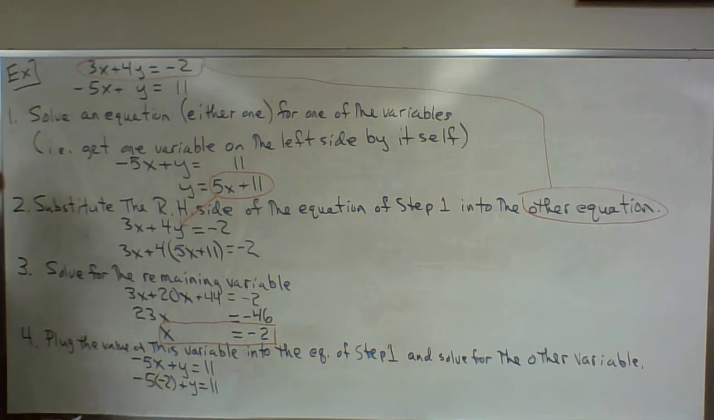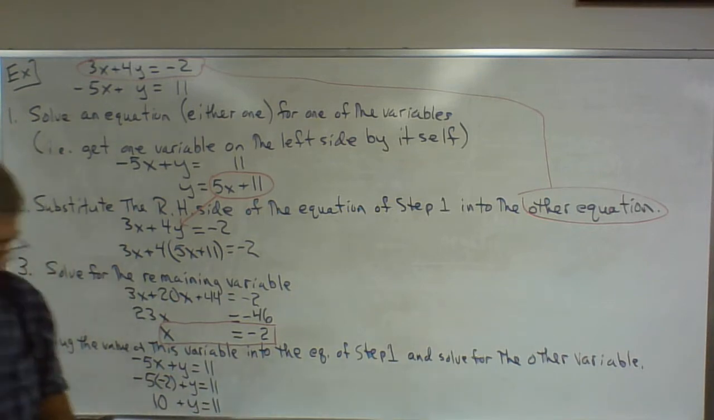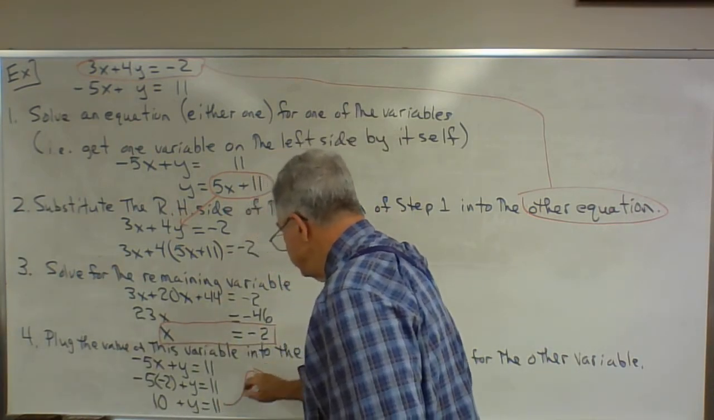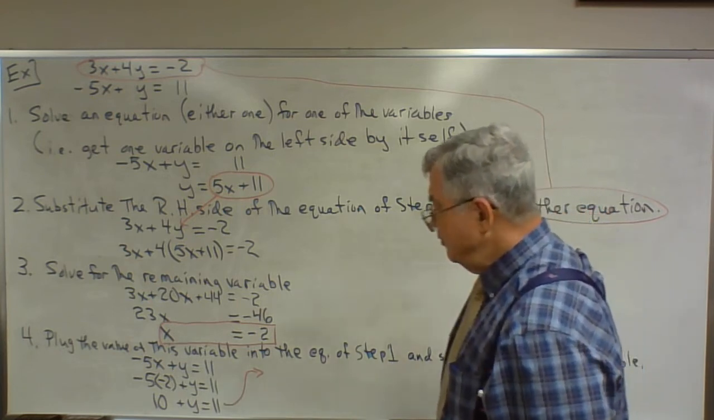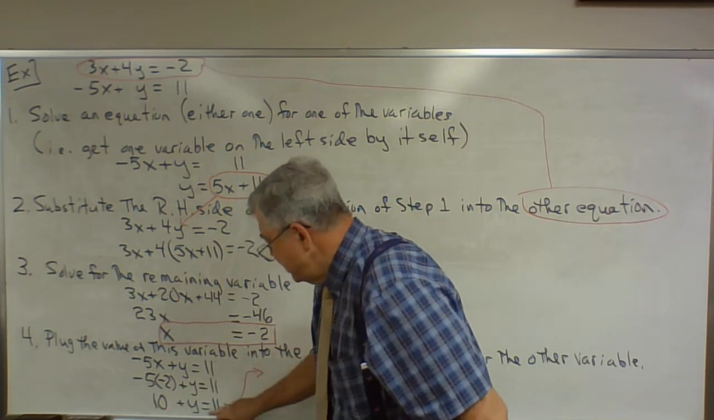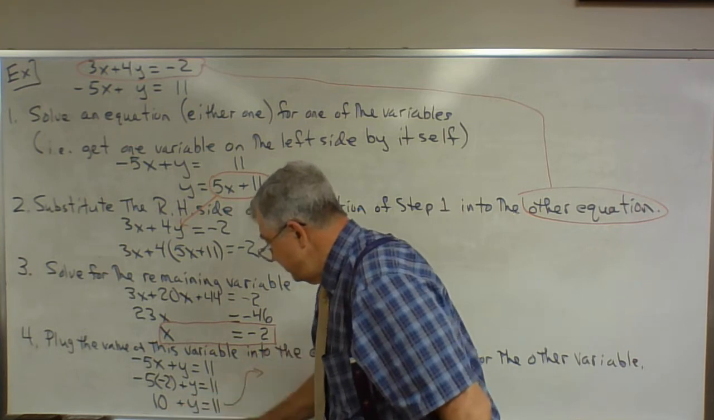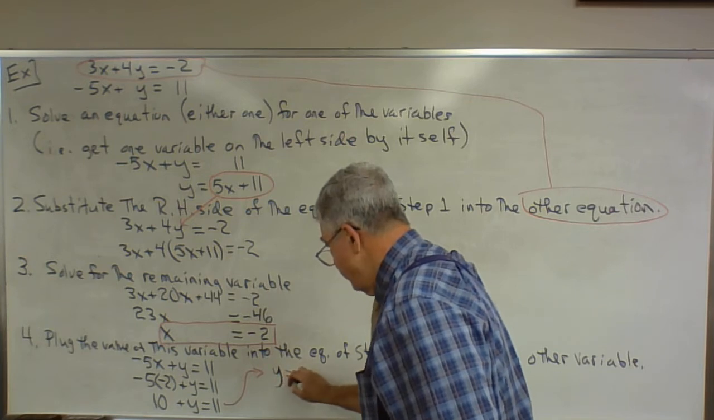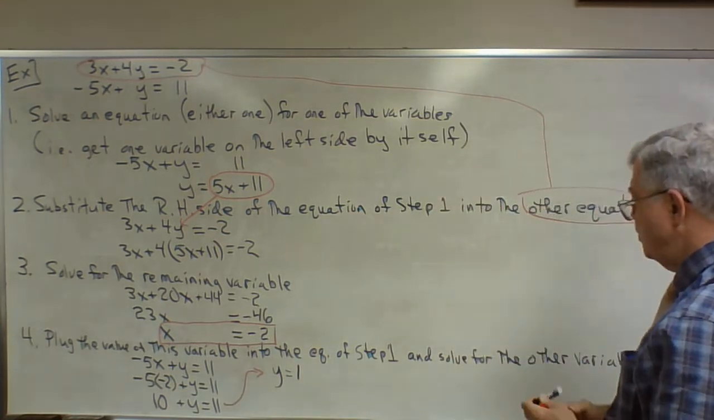Negative 5 times negative 2, that's 10. 10 plus y equals 11. And I'm solving for y, so I'm going to move this 10 to the right. I'm going to subtract 10 from both sides. 10 minus 10 is 0, and that leaves me with y on the left. 11 minus 10 is 1. So there's my y value.